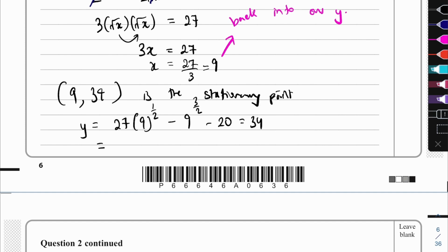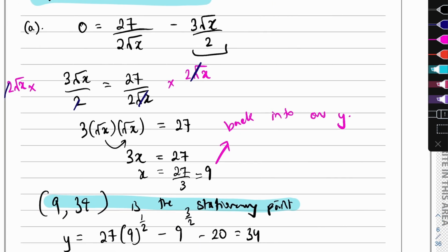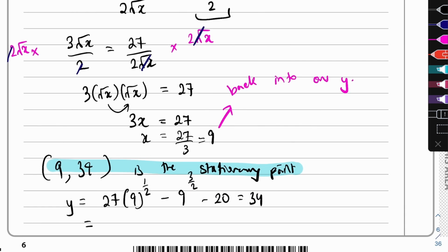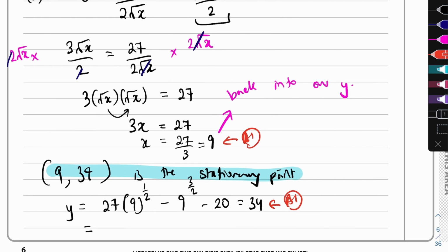So now we can put this here. This is the stationary point. So what are the marks here? This is part B. What are the marks? We get A1 for getting the x value, 9, and A1 for getting the y coordinate, the y value. And then we get M1 for subbing it back into the equation. M1 for this step. And then we get 1 mark for finding x. So those are our 4 marks.